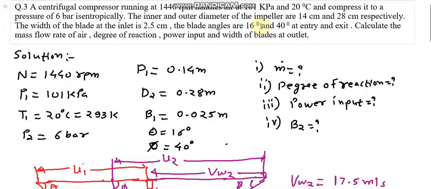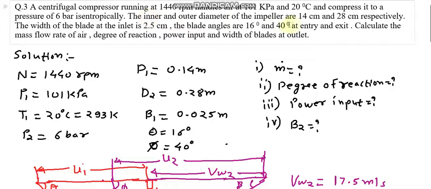This is again a centrifugal compressor, question number 3. A centrifugal air compressor running at N equal to 1440 rpm handles air at 101 kilopascal, which is P1, and temperature 20 degrees centigrade. This is compressed to a pressure of 6 bar, and the compression is isentropic. Delivery pressure is 6 bar.